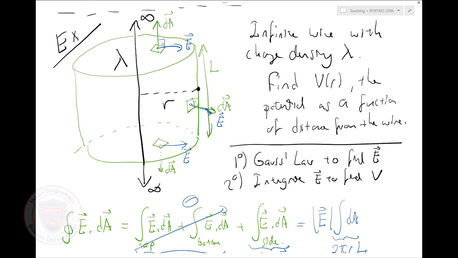I need to find Q in. So here is my Gauss surface. The charges are exactly on the z-axis, and only the charges inside the Gauss surface concern me, which is Q in. So can you tell me the amount Q in? Well, only a section of size L is within the Gauss surface, so it should be L times lambda.